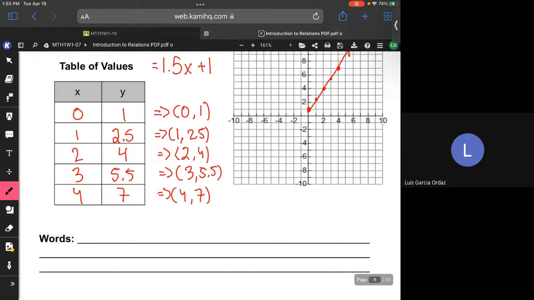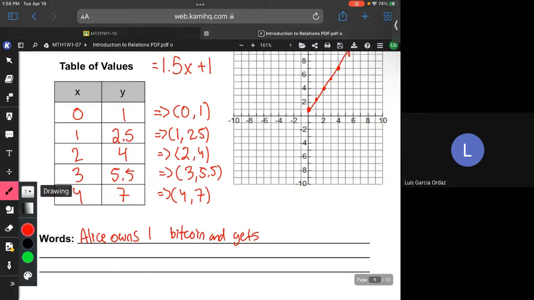Let's go with Alice. Alice owns 1 Bitcoin, sorry, that's my initial value, owns 1 Bitcoin and gets 1.5 Bitcoin every month for free. Wow, she's blessed every month. Bitcoin's worth more than $3. It's also virtual money, so how do you borrow someone virtually?